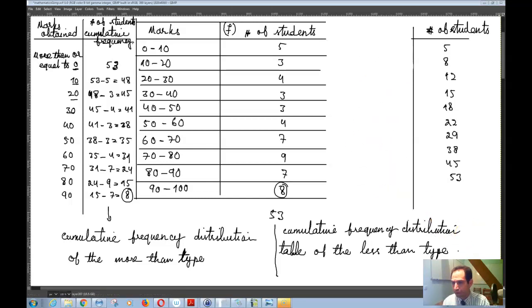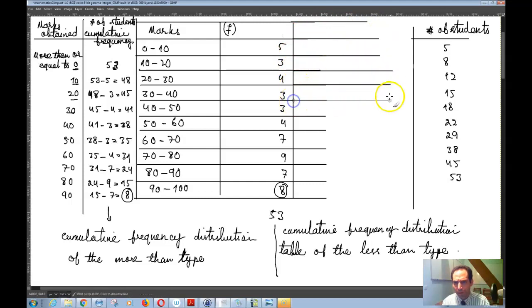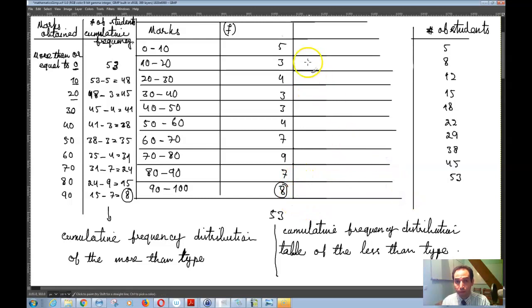then I can basically add a, let me create this thing over here, and then, so I call this the number of students, and over here you have the cumulative frequency, or CF, cumulative frequency, right?